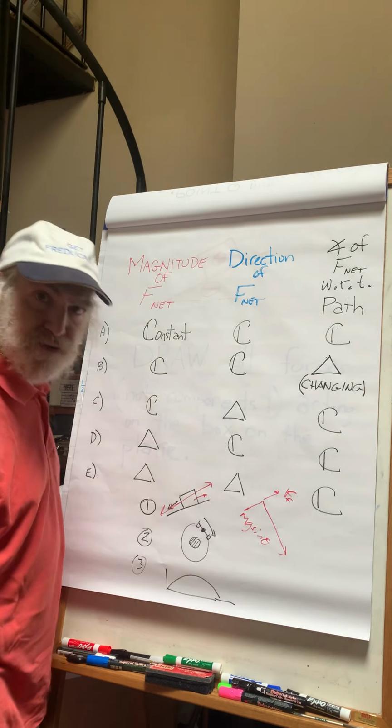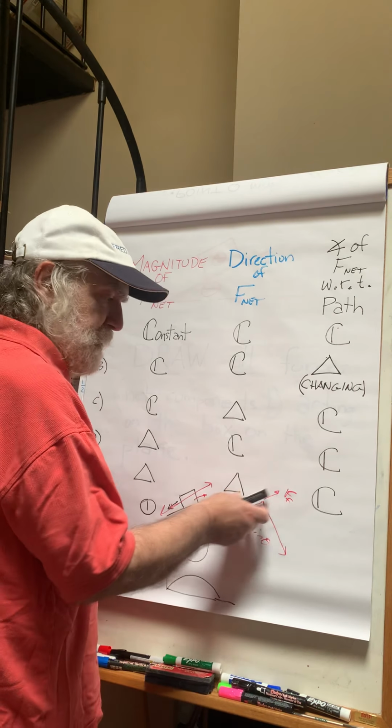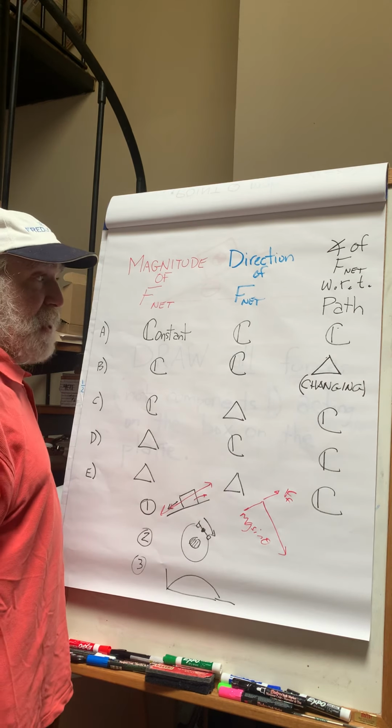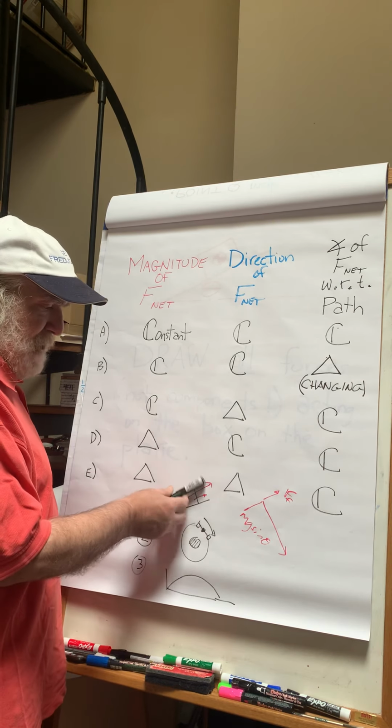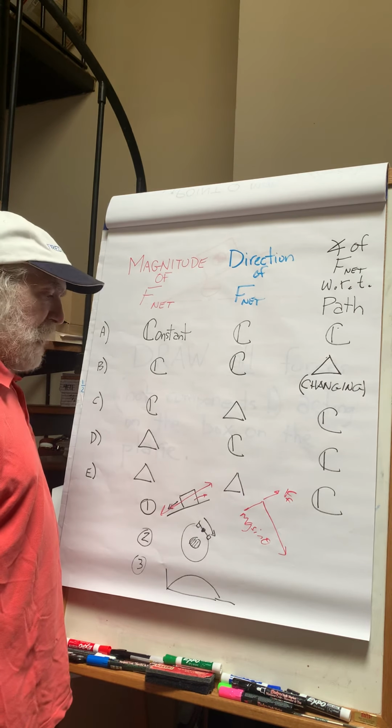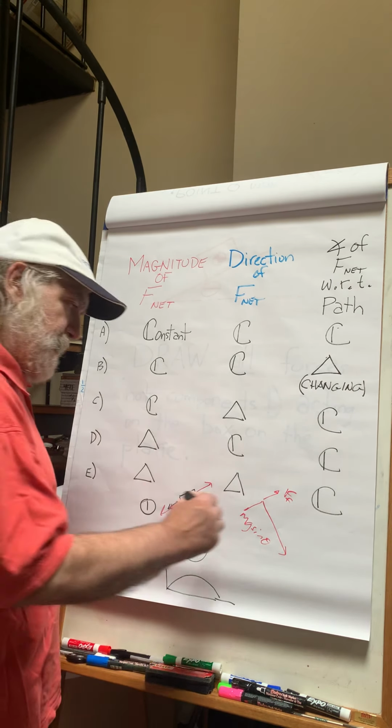How about the direction of F net? It doesn't change either. It remains pointed down the inclined plane. And the angle with respect to the path, it's aimed down the inclined plane. So we're looking for constant, constant, constant. And that'd be A.